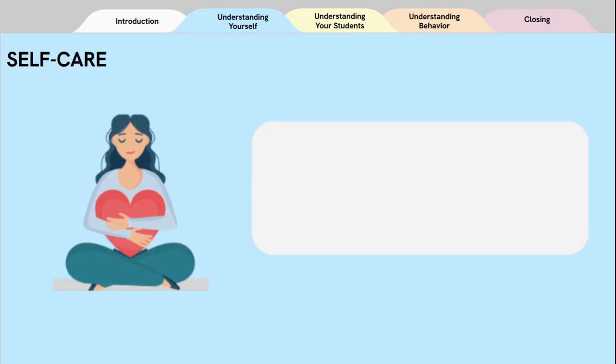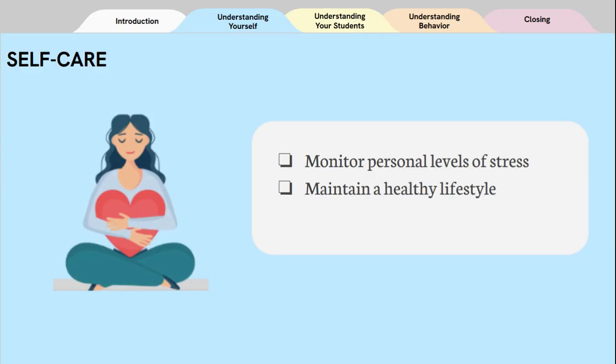Self-care. It's so important that we make sure that we are taking care of ourselves, because you can't take care of other people until you take care of yourself. So we need to be monitoring our personal levels of stress, maintaining a healthy lifestyle, and using reflective supervision. So, supervising ourselves a little bit and making sure that we're reflecting on our choices that we're making.